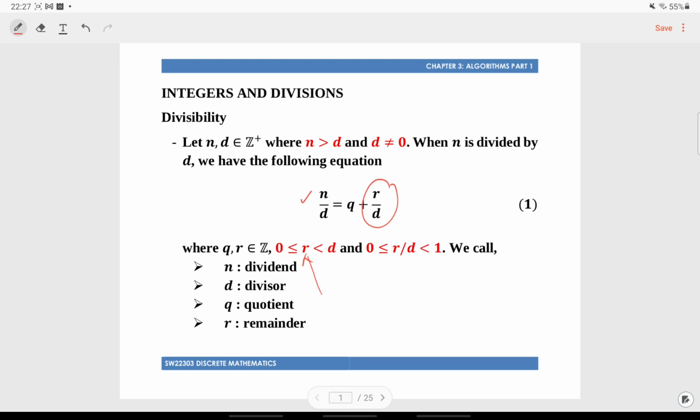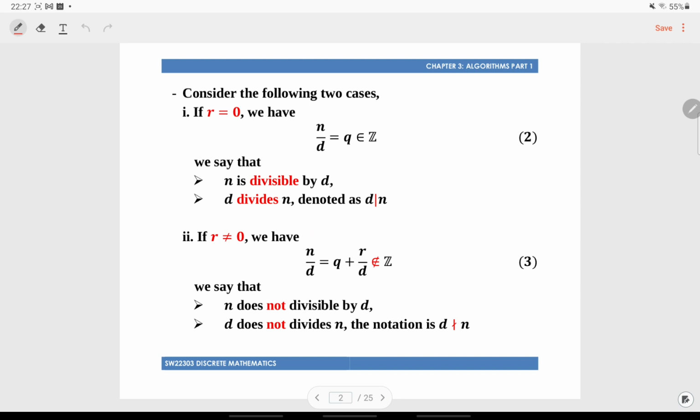So we call n the dividend, d the divisor, q the quotient, and the integer r the remainder. The integer n is called the dividend, d is what we call the divisor, q is the quotient, while r is the remainder. So we consider the following two cases for the division operation.